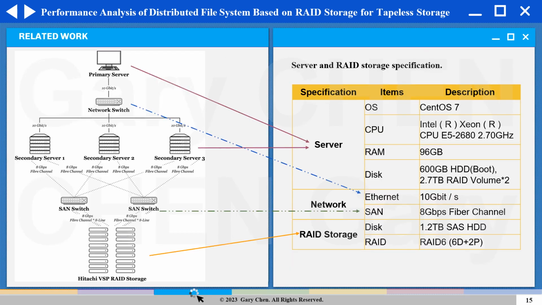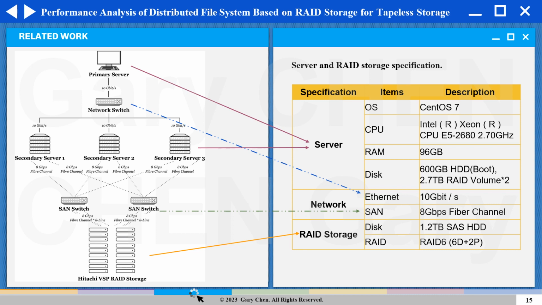This is the infrastructure diagram of this research. In this infrastructure, there are 4 servers, including 1 primary server and 3 secondary servers. Each server is equipped with a single CPU, 96 GB RAM, and utilizes one hard drive for OS boot with an additional 2 hard disks configured in a mirror for fault tolerance.